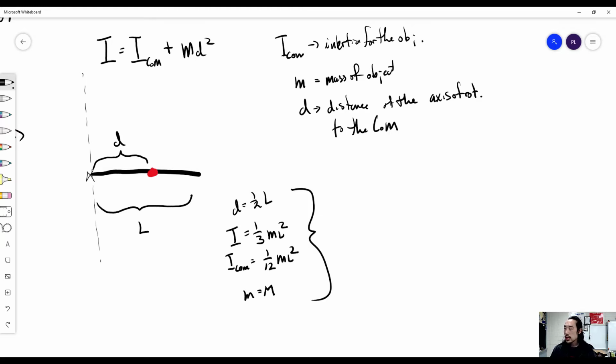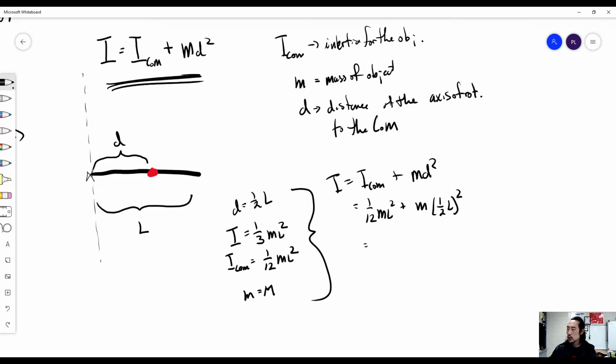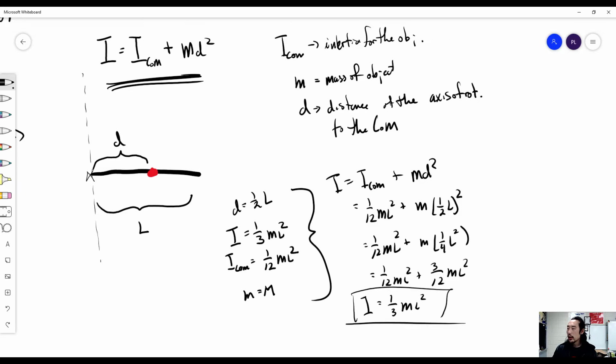With this being said, let's plug it into the equation we just discovered. I is equal to I of the center of mass plus md squared. The rotational inertia is 1/12 ml squared, plus the mass of the object m, times the distance from the axis of rotation to the center of mass, 1/2 of L, squared. At this point, all we have to do is some algebra. 1/2 squared gives us 1/4 L squared. Combining like terms, 1/12 ml squared plus 3/12 ml squared gives us 4/12, and 4/12 is 1/3 ml squared. And lo and behold, we got to the rotational inertia for a rod rotating about one of its ends.